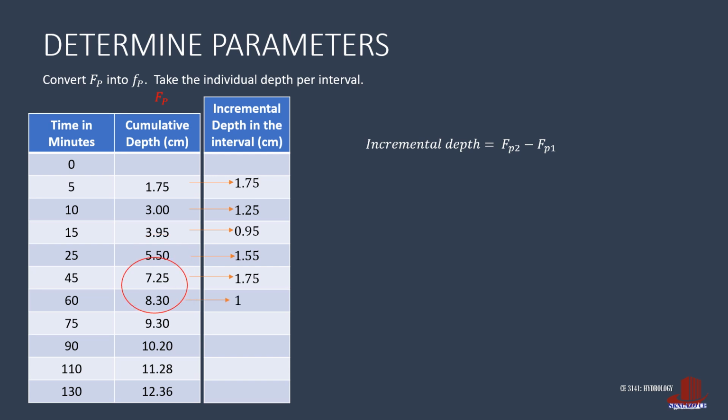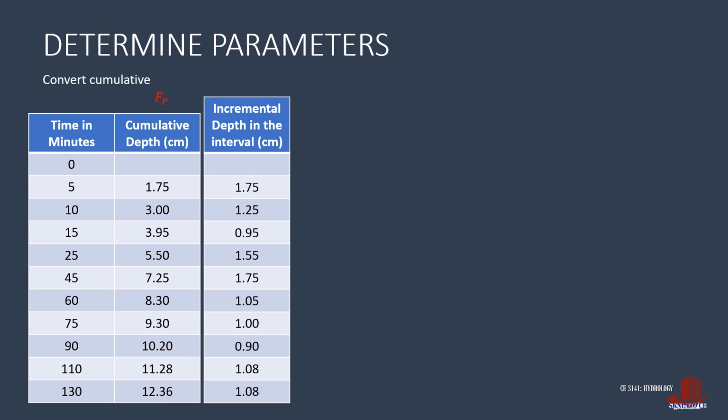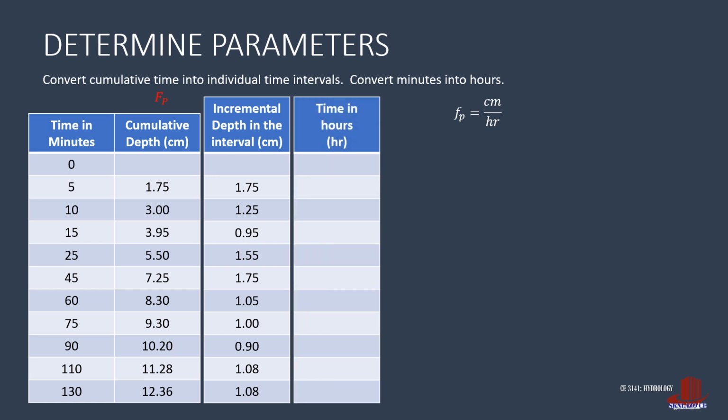Then moving on to 8.3 minus 7.25 giving 1.05. We also have 9.3 minus 8.3 giving us 1. Then 10.2 minus 9.3 is 0.9. Also, 11.28 minus 10.2 is 1.08. And lastly, 12.36 less 11.28 gives us 1.08. After the depths in each interval are figured out, convert the time into hours as infiltration capacity centimeters per hour. So the next column is the converted time in hours.